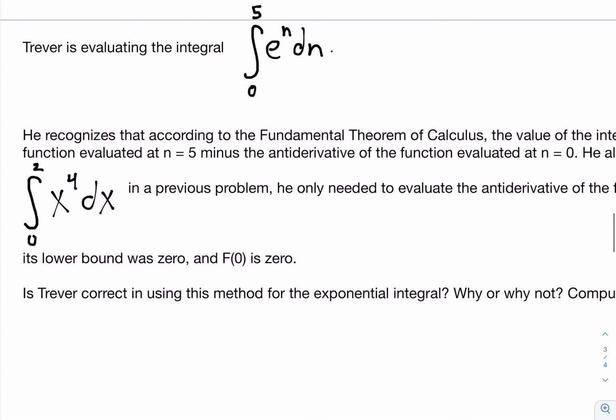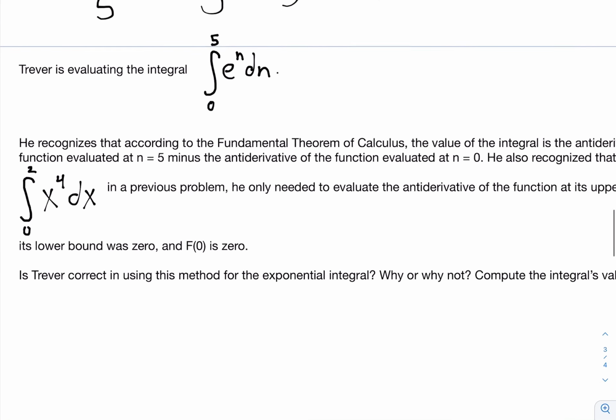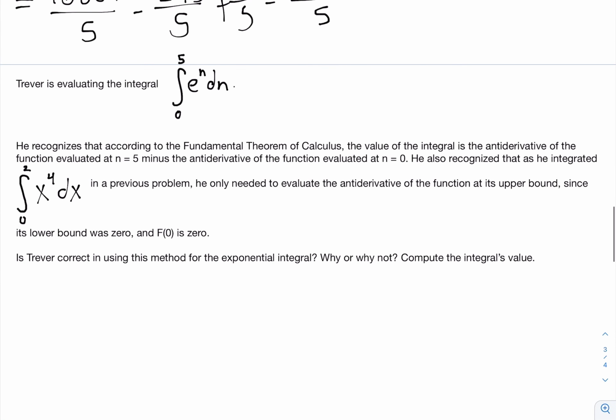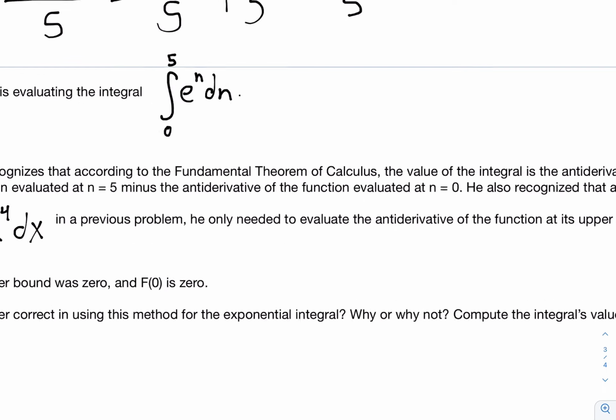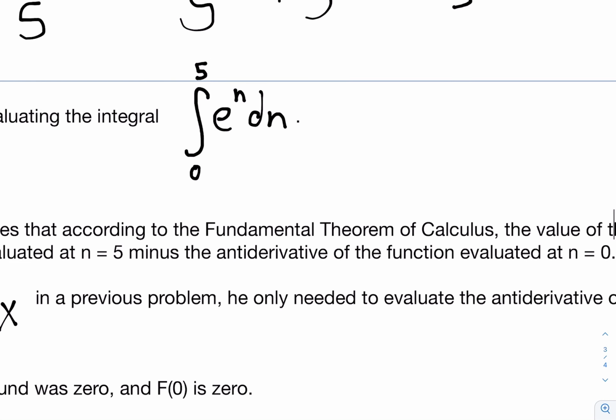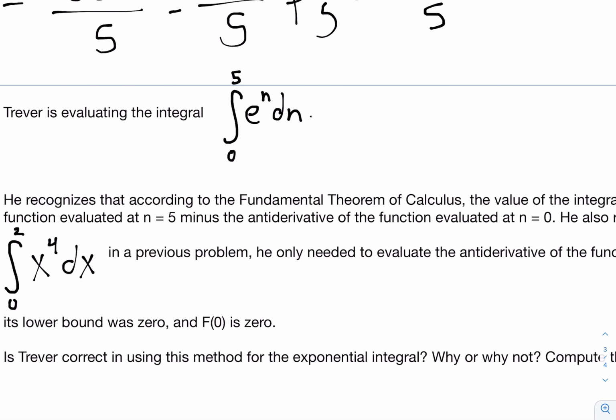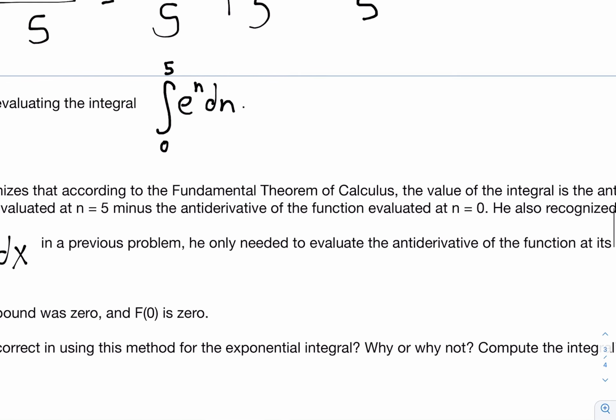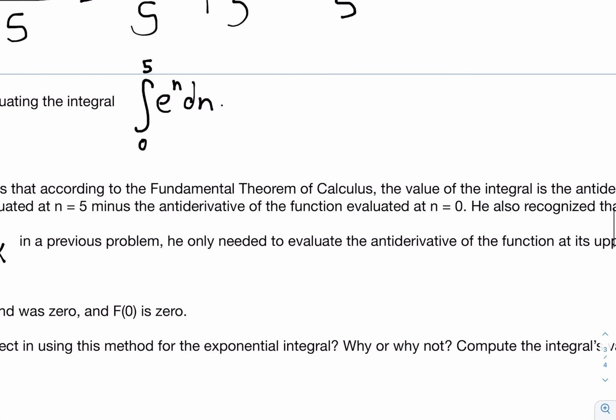Let's look at this question here. Trevor's evaluating the integral from 0 to 5 of e to the n dn. So this is an exponential here. He recognizes that according to the fundamental theorem of calculus, the value of the integral is the antiderivative of the function evaluated at n equals 5, right? That's our upper bound here. The antiderivative evaluated at n equals 5 minus the antiderivative of the function evaluated at n equals 0.